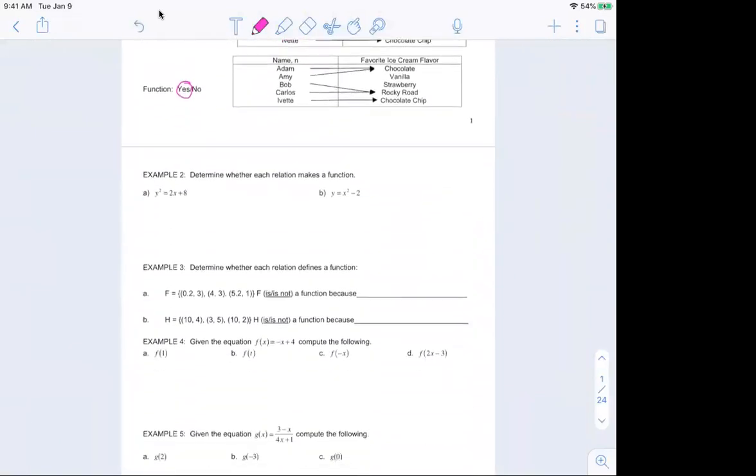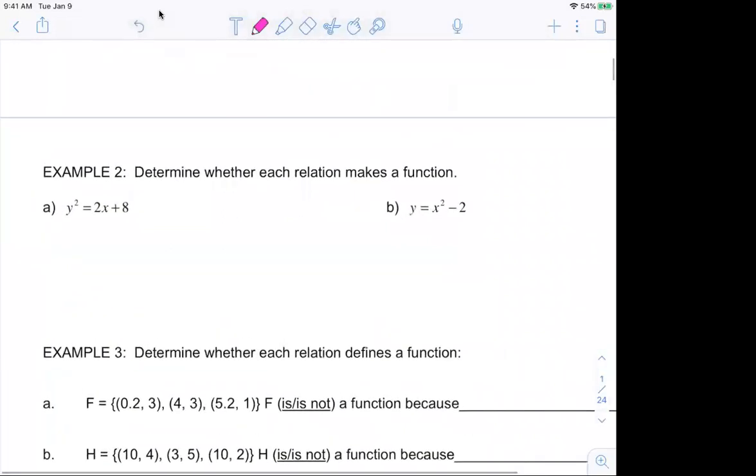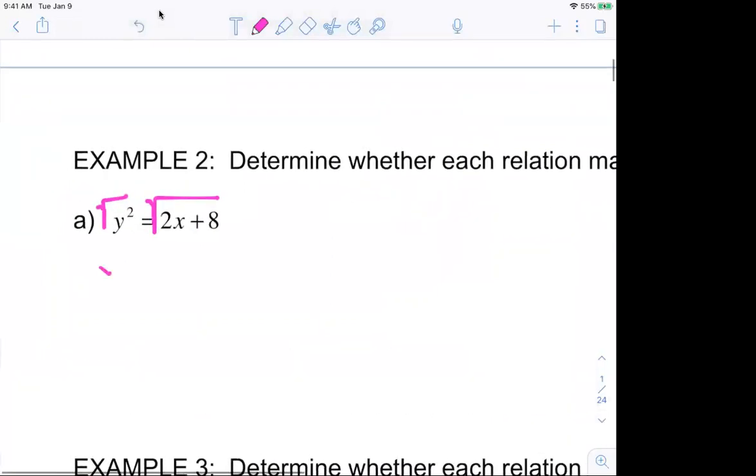Now let's go ahead and look at an equation to determine if it is a function or not. So we're going to determine whether these equations make a function. We're going to solve them for y. So in this case, when you solve for y, you'd have to take the square root of both sides. And we talked about when you take the square root of both sides, you have to have the plus minus value of it.